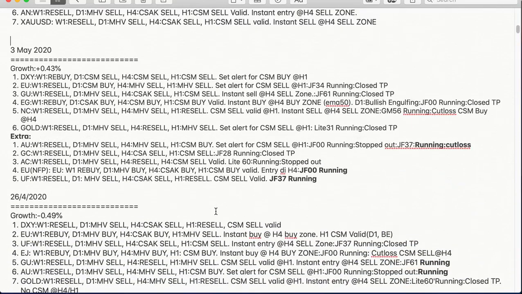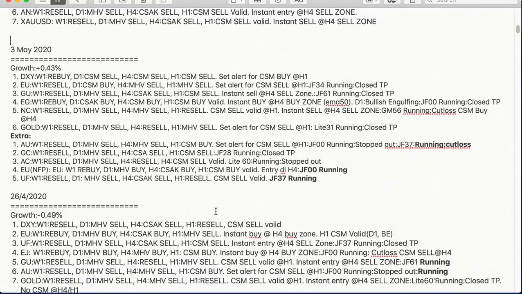For the last week of 3rd of May, our growth was 0.43%. This is shy a little bit to recover back the loss that we have from the previous week. As we can see, using BBMA, we are able to maintain our loss and also have overall good trading performance. For last week, our trades are mostly closed with TP.